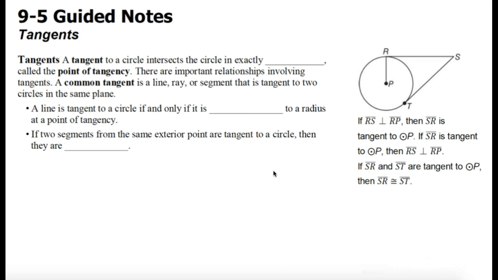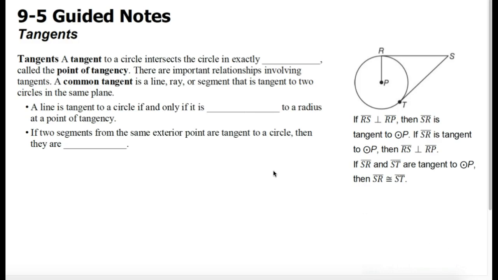All right. So we are talking about tangents in section 9.5. We're picking right up where we left off. We covered the first 4 sections in this chapter. So now we're on to 9.5. So this section, we're talking about tangents. Now a tangent, in terms of a circle, is a line that intersects the circle in exactly one point. Exactly one point. And that one point is called the point of tangency. Kind of makes sense, right?